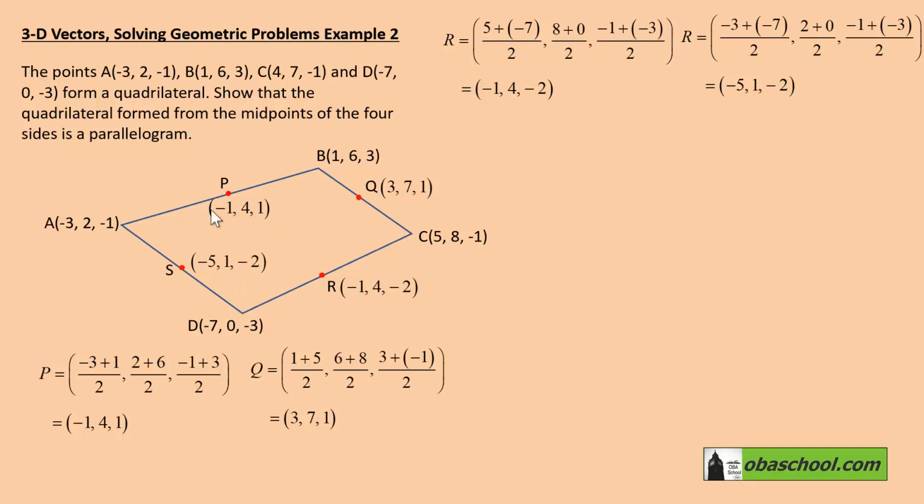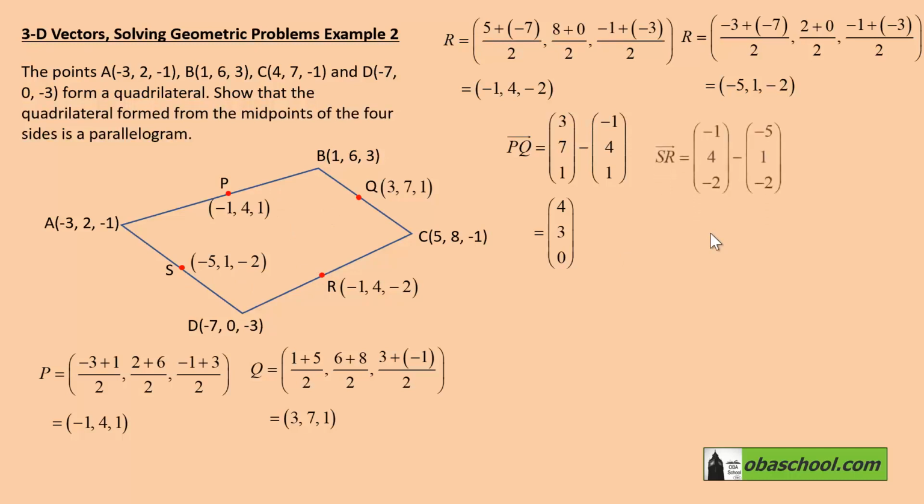So now it's just like example 1, but using these 4 points. So PQ, so we're going to do Q take away P, and that gives us (4, 3, 0). SR would be the side opposite that. So let's do SR. And again, that's going to be R take away S, and that's (4, 3, 0). So we have that PQ is equal to SR.